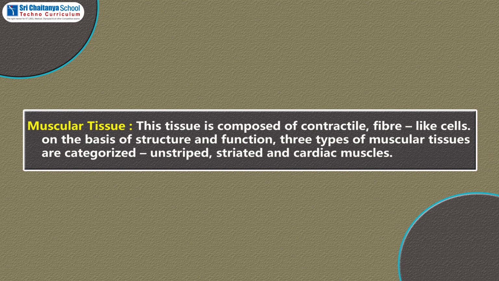Muscular tissue. This tissue is composed of contractile fiber-like cells. On the basis of structure and function, 3 types of muscular tissues are categorized: 1. Unstriped muscles. 2. Striated muscles. 3. Cardiac muscles. Unstriped muscles are also known as smooth muscles.